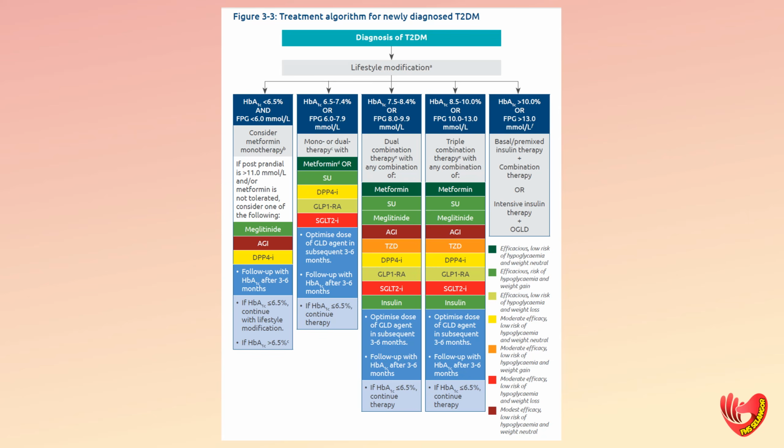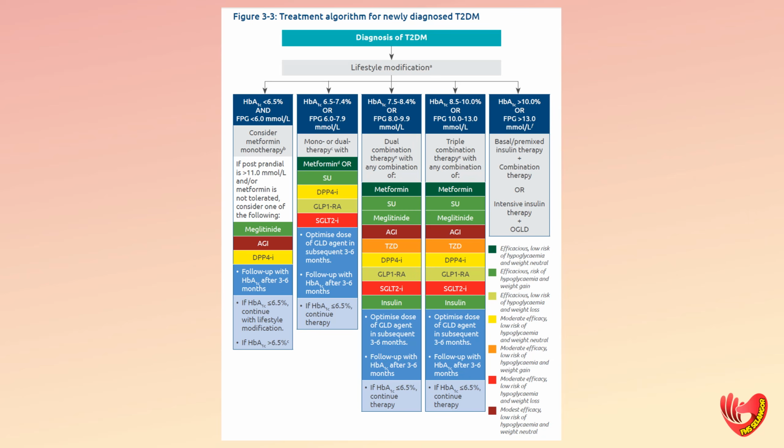If the HbA1c is 6.5 to 7.4% or fasting plasma glucose is between 8 to 9.9 millimoles per liter, you can initiate mono or dual therapy with metformin or sulfonylurea, DPP-4 inhibitor, GLP-1 receptor antagonist or SGLT2 inhibitor. If HbA1c is 7.5 to 8.4% or fasting plasma glucose is between 8 to 9.9 millimoles per liter, you can give dual combination therapy with any combination of the drugs listed.